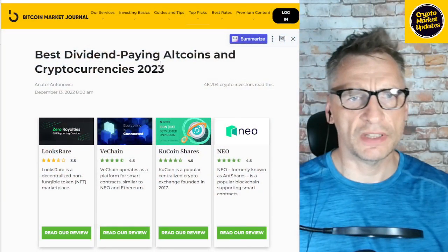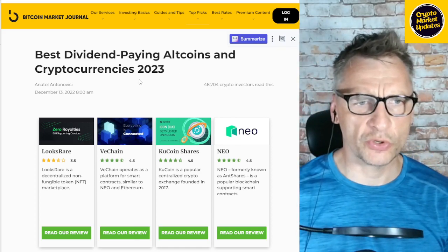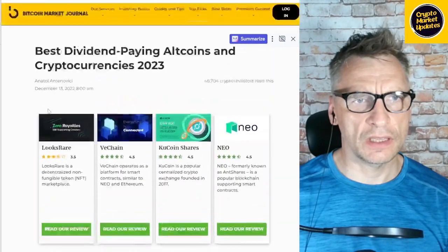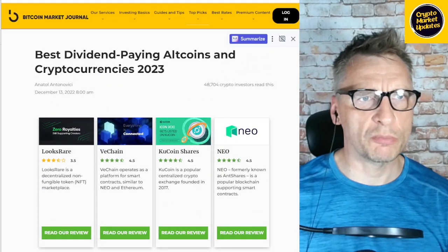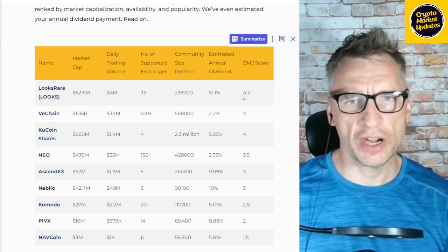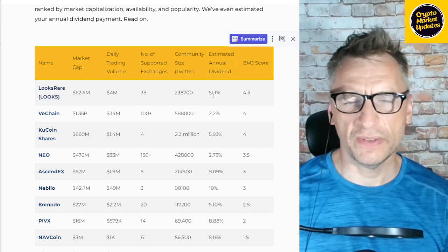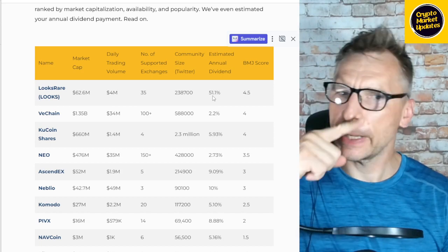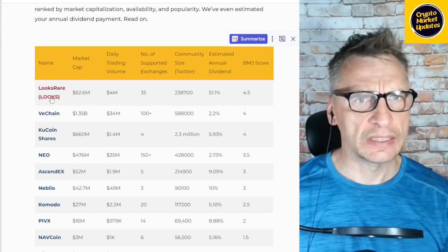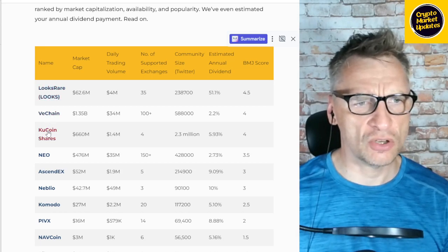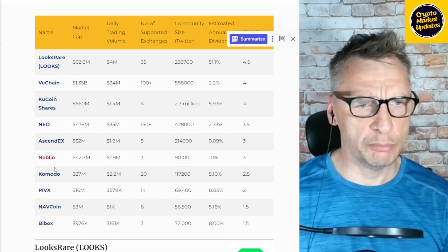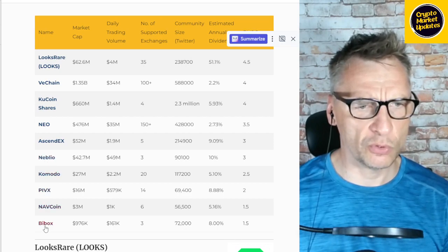There's another one, best dividend paying altcoins in cryptocurrencies in 2023. If you go to the website Bitcoin Market Journal, it gives you a list here: share, estimated annual dividend 51.1%, which is massive. I don't know how much the tokens are. I never even heard of it. VeChain, KuCoin shares, Neo, Ascend, EX, Niblio, Komodo, PIVX, Navcoin, and Buybox.